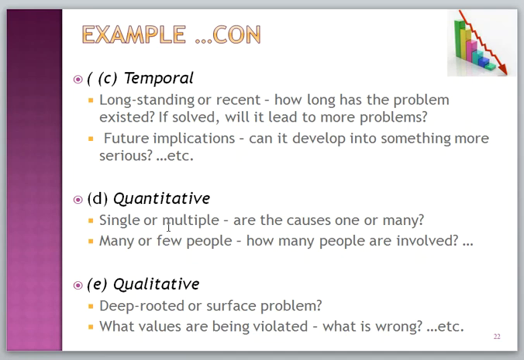Dimension number 4, quantitative. Here we collect data and information about numbers. Do we have single or multiple causes, or persons related to the problem, or places, or machines, or resources? So how many of them? So this is the quantitative part of a problem. We may have a problem that is quantitative by nature.